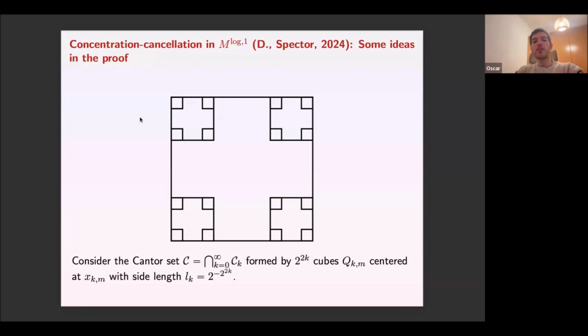All right, so this is your domain, say the unit cube, to fix ideas. And now inside of this unit cube, we are going to construct a certain Cantor set. So consider here C to be the intersection of all these cubes. For every fixed K, we are considering 4^K cubes with this side length, super exponential decay of side lengths. This plays an important role in computations.